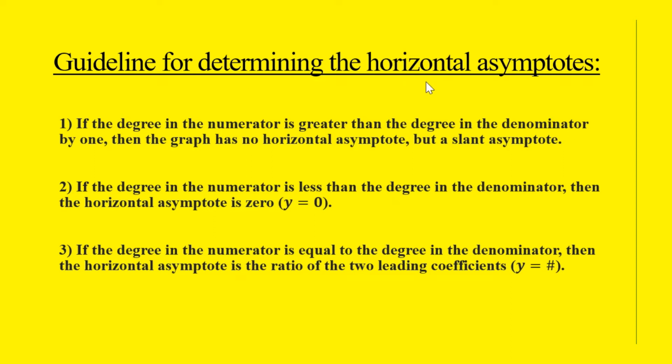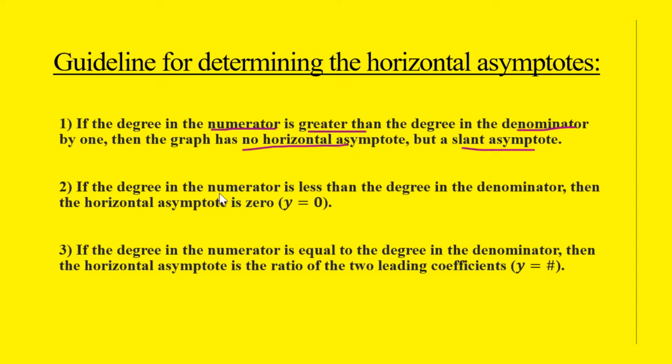So in order to determine the horizontal asymptotes, again, we're going to have to look at the degree of the numerator and the denominator of the rational function. We have three different conditions that we're going to apply in order to determine the horizontal asymptote of your rational function. First, if the degree in the numerator is greater than the degree in the denominator, then we have no horizontal asymptote. Instead we have what's called a slant asymptote. We'll get into exactly what that is, but first, if the numerator is greater than the denominator, no horizontal asymptote.